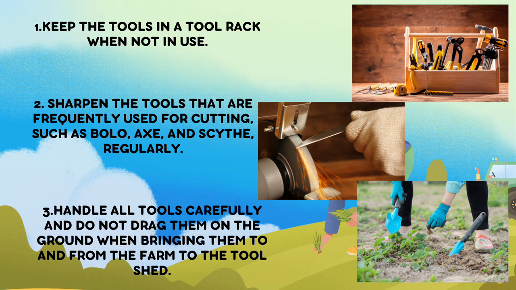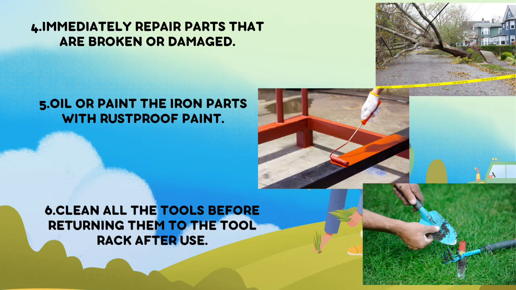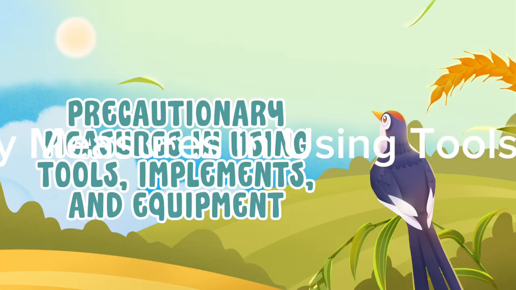3. Handle all tools carefully and do not drag them on the ground when bringing them to and from the farm to the tool shed. 4. Immediately repair parts that are broken or damaged. 5. Oil or paint the iron parts with rust-proof paint. 6. Clean all the tools before returning them to the tool rack after use. Let's proceed to precautionary measures in using tools, implements, and equipment.